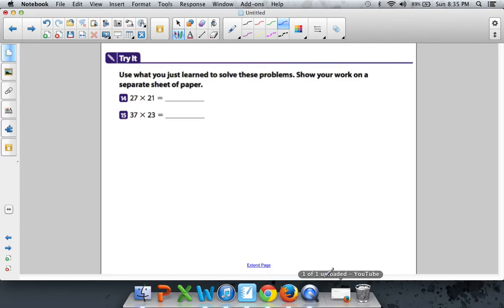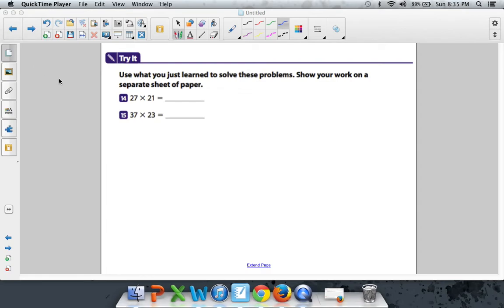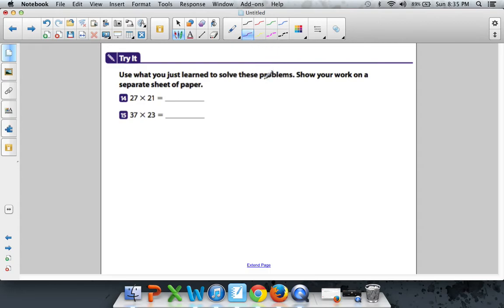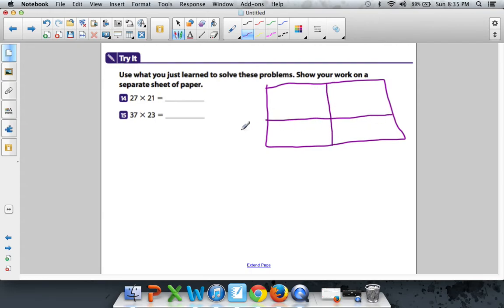Now let's see if we have enough time in this video to multiply this stuff out. I think we may. Let's do the area model. I like that one better, and I think you might too. 27 times 21. Okay, so go ahead and make a box and split it into 4 pieces. 27 times 21. Well, what makes a 27? You've got a 20 and you've got a 7, don't you? And what makes a 21? Well, you've got a 20 and you've got a 1, right?